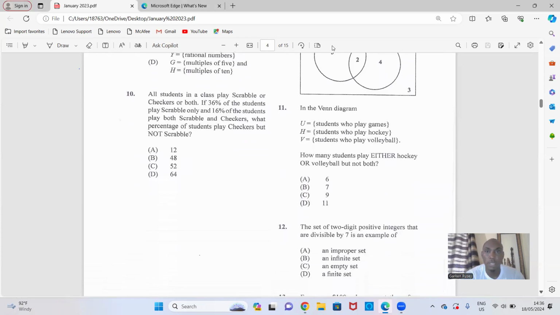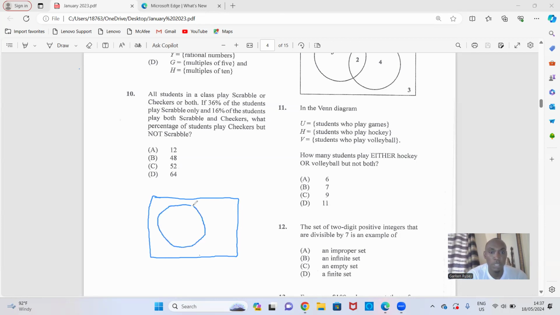Question 10, again, is a set question. So we're seeing the set questions coming out. It says, all students in a class play Scrabble or checkers or both. So all of them participate in Scrabble, in checkers, or both. Let me draw a quick Venn diagram. Since it says both, there's some form of overlapping. Let's call this Scrabble and this checkers. Of course, the shaded region would represent both.